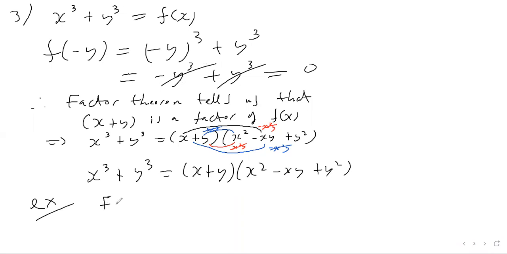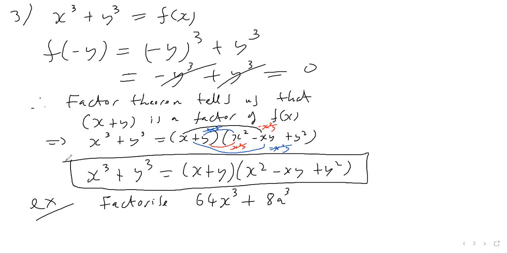So let's say we want to factorize. Again, let's go with something like 64x cubed plus, let's just say, 8a cubed. Okay, so using the formula here, our x value would be the cube root of that number there. So the cube root of this will be 4x. So our x value is going to be 4x.